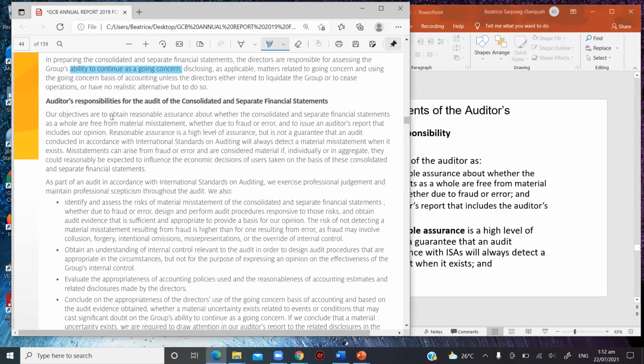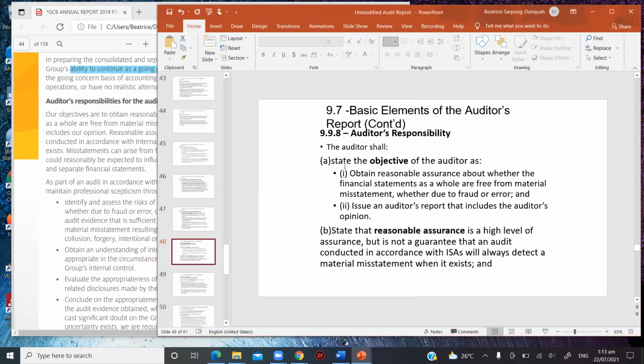Our objective, so let's go to the GCB audit report. Under the auditor's responsibility, he's saying that our objectives are to obtain reasonable assurance about whether the consolidated and separate financial statements as a whole are free from material misstatement, whether due to fraud or error, and issue an auditor's report. So here he has stated his responsibility.